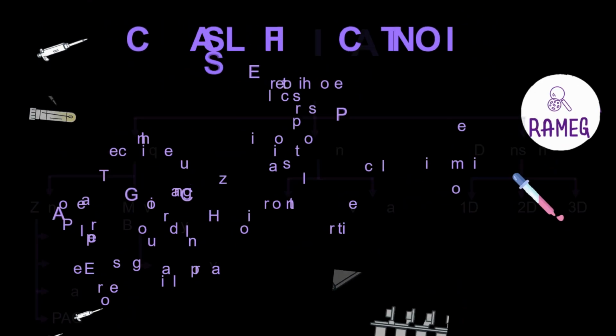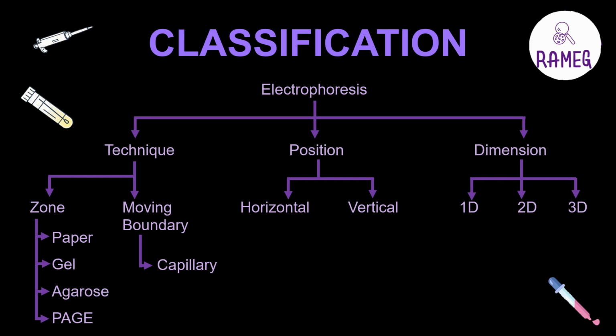So moving on to the classifications, electrophoresis is majorly classified into three major classes, which are the technique, the position, and the dimension. In technique, it is further classified into zone and moving boundary, followed by position, which is classified into horizontal and vertical, and then in dimension it is 1D, 2D and 3D.